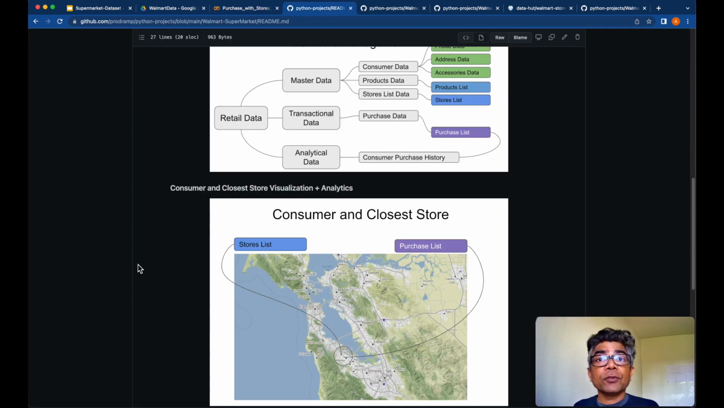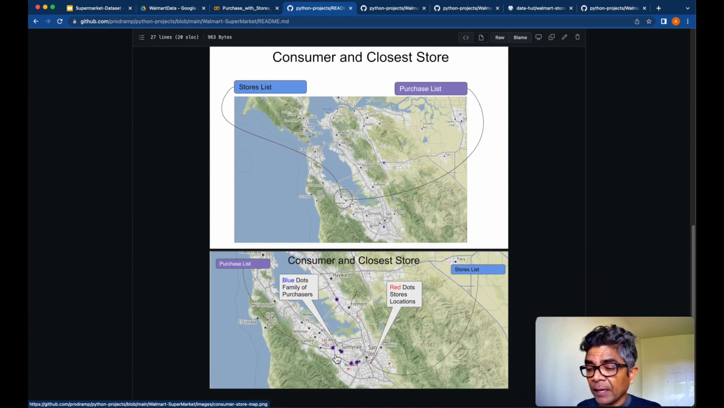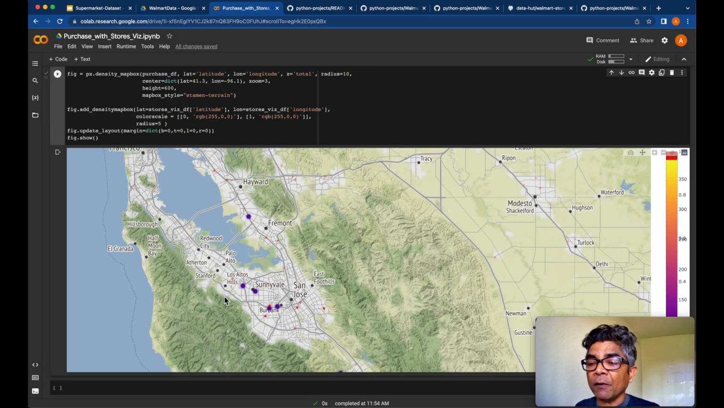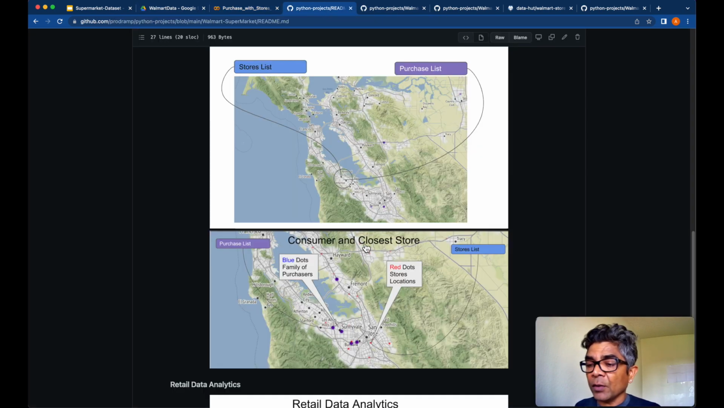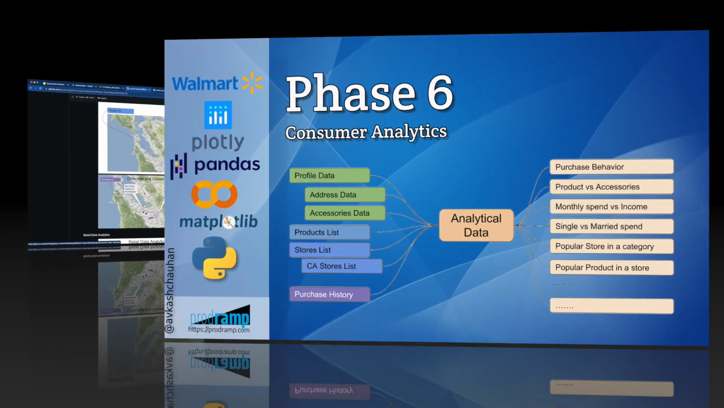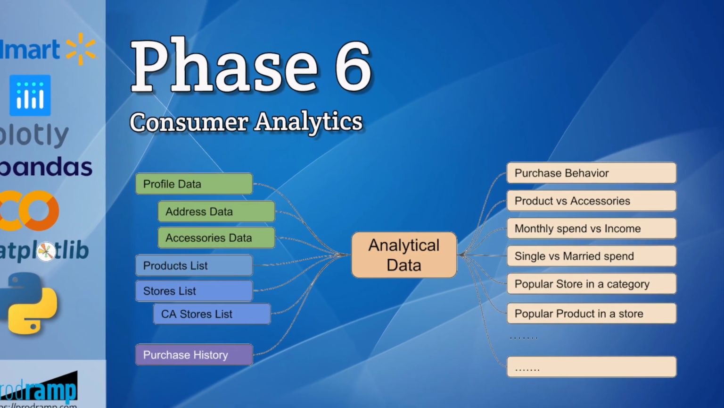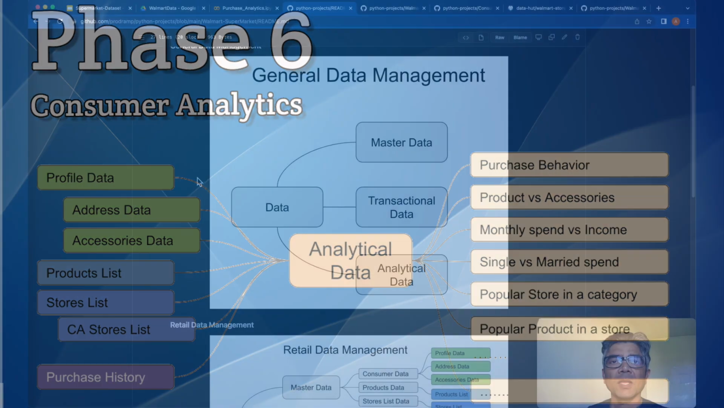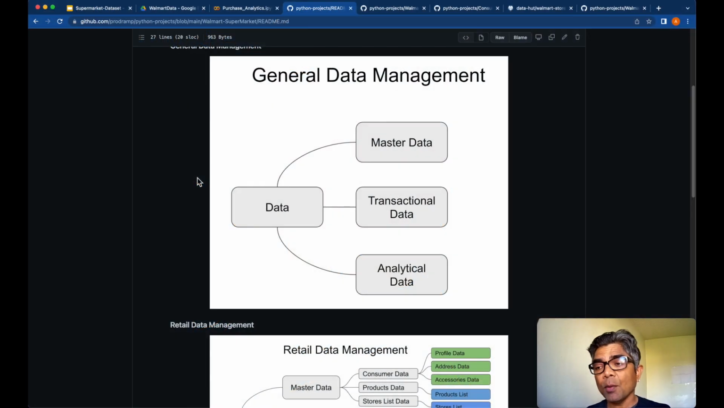So in this step, our objective was to build a map something like that, and that we were able to build exactly. We have shown that where the blue dots are, where the purchaser are, and where the red dots are, where the actual stores are, and we were able to build this map. So now we can take a look back to our general data management.